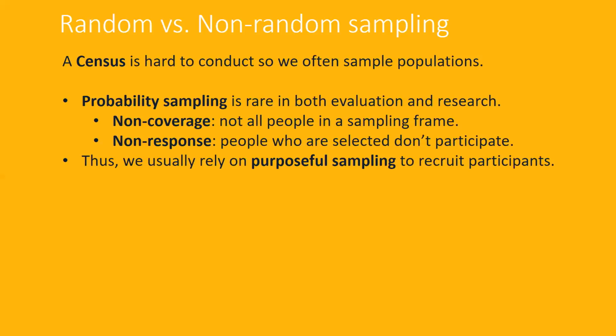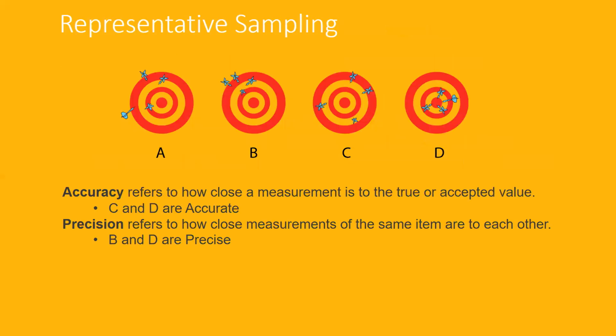Because of those two main issues, we often rely on what we call purposeful sampling, which is a nice way to say non-probability sampling. When you think of purposeful sampling, there are two things to consider that a random sample aims to achieve, and that's accuracy and precision. Accuracy basically refers to how close measurements are to the true or accepted value.